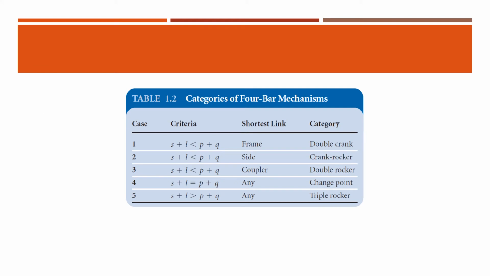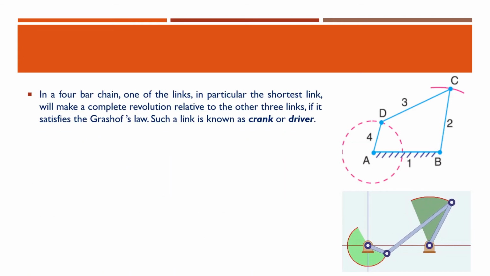This table I will explain in the later stages. After completing the inversion, I will come back to this table. Then you will understand what is a crank rocker, what is a double rocker, what is a triple rocker. All those aspects you will understand only after I complete the inversion. So let's start with the inversion of a 4-bar mechanism.